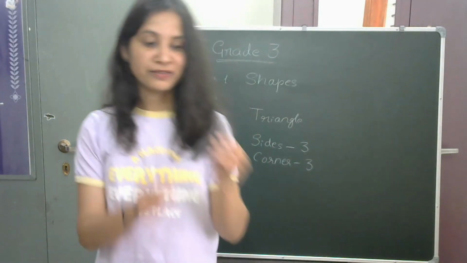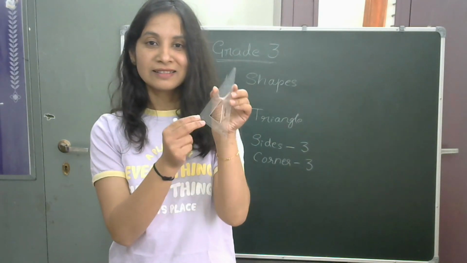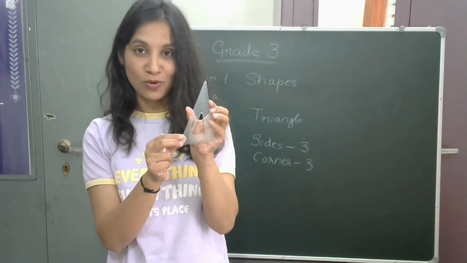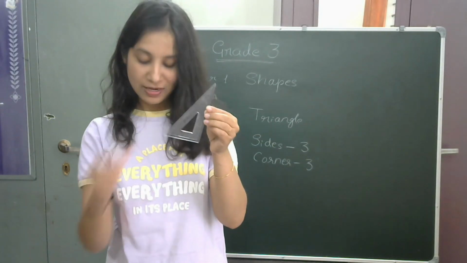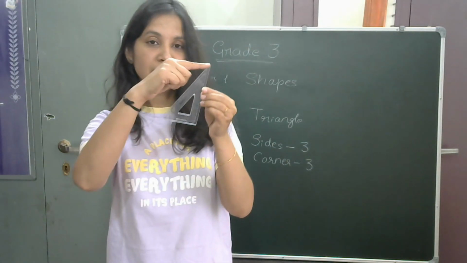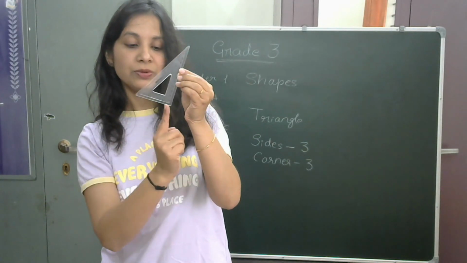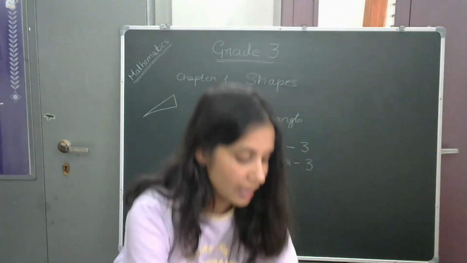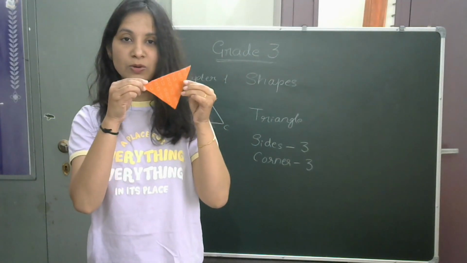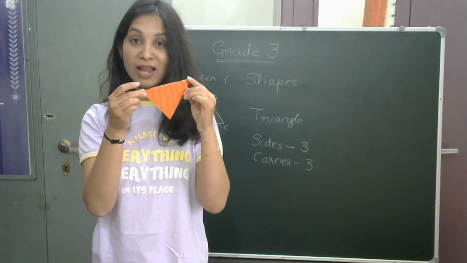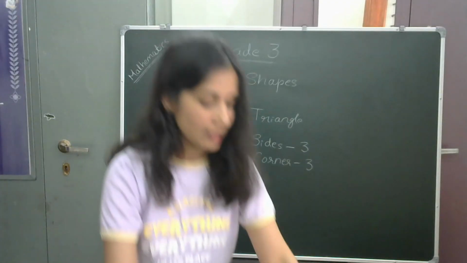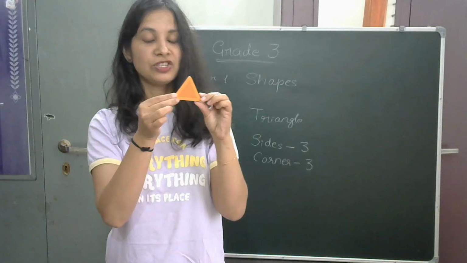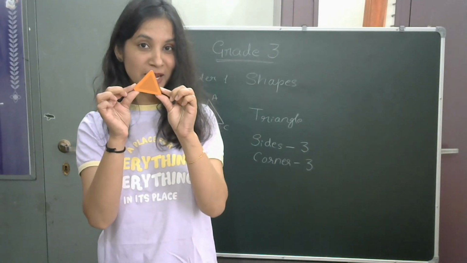Here, have you seen this? Ruler. Yes, you can see it in your compass box, right? It is also in triangular shape. Side 1, 2 and 3, right? A closed figure. And here I have a cutout which is in triangular shape. And here I have a magnetic material which is in triangular shape.